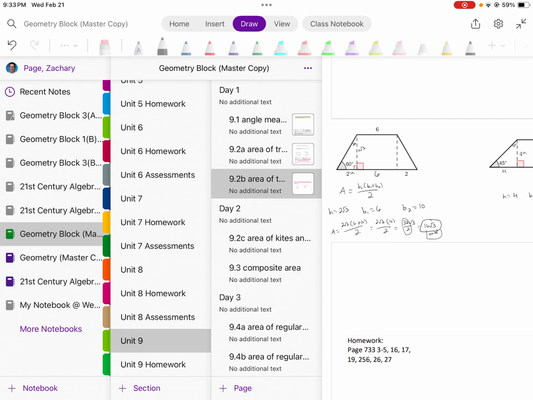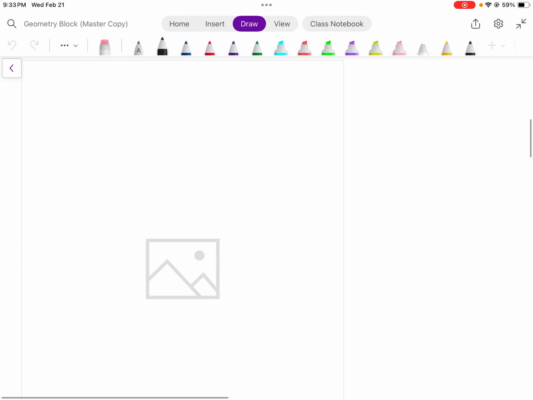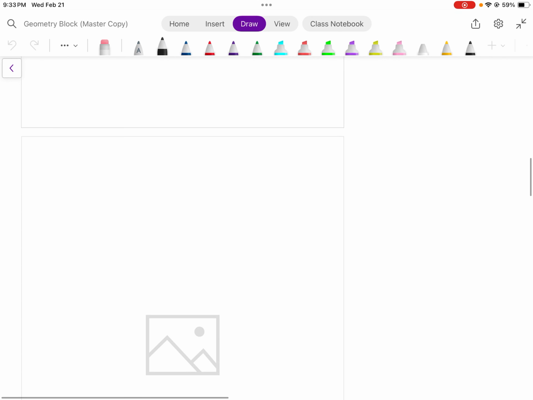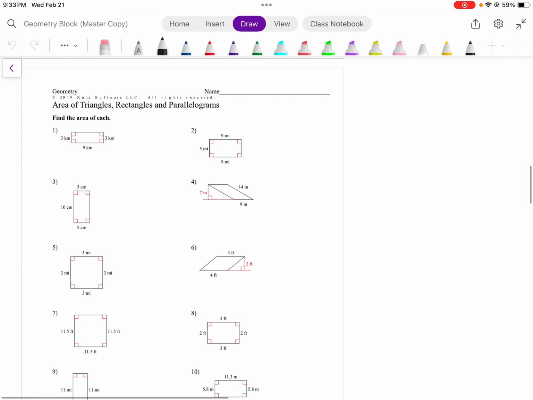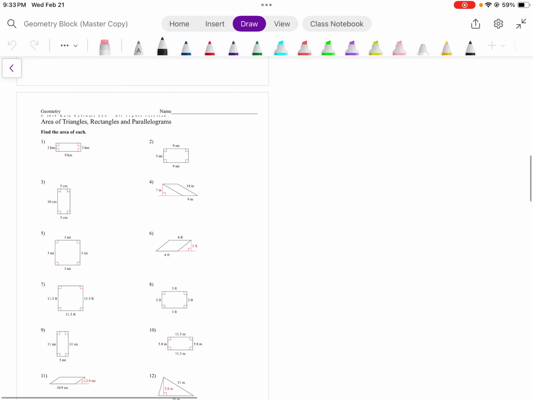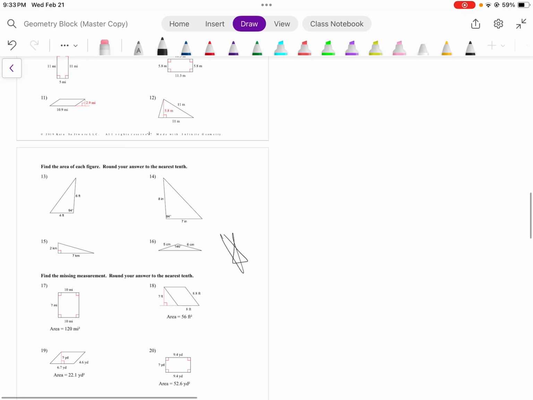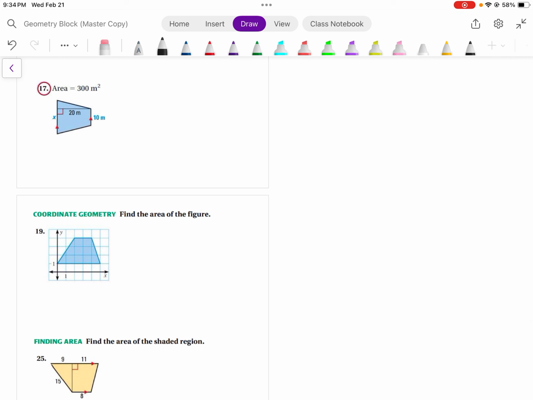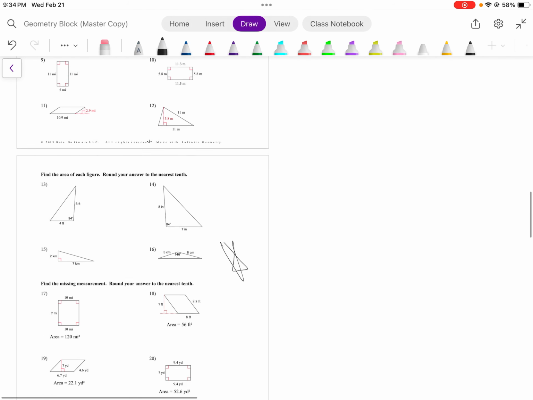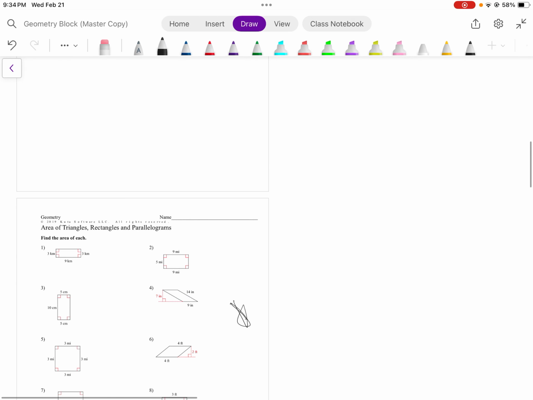All right, homework for this day 1, unit 9, day 1 homework. If you are going to be on OneNote, I did not do this on OneNote. This page, the area of triangles, rectangles, and parallelograms, these 2 pages are completely optional. Okay, but I am going to check this page, and the first 2 pages.